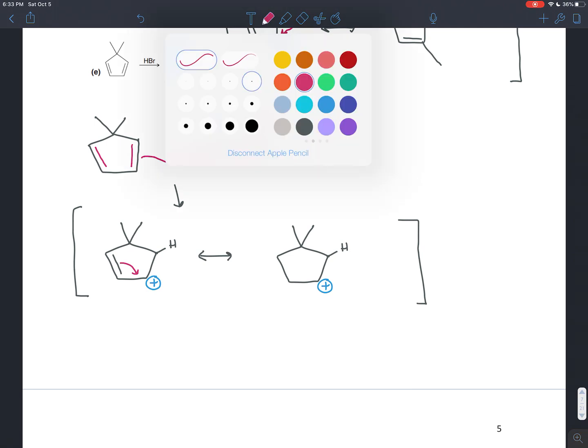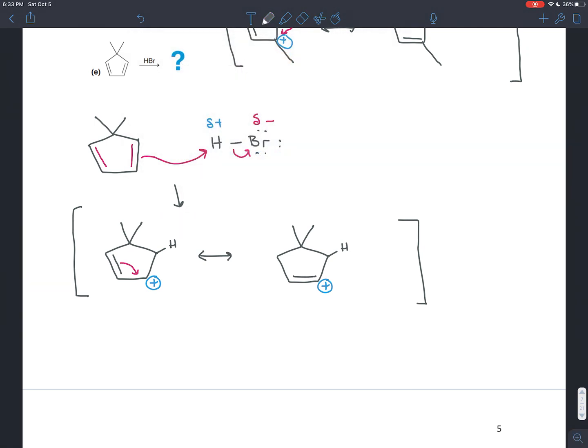So the pi bond moves, and the positive charge on that one carbon goes away because electrons are there now, but the carbon that the pi bond moved away from now has a positive charge. So those are the two resonance structures for what was the diene, for what was the conjugated pi system.